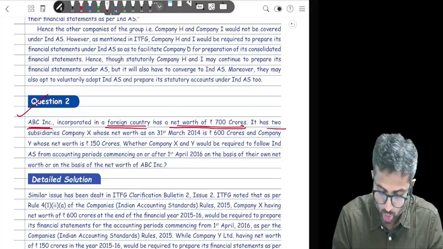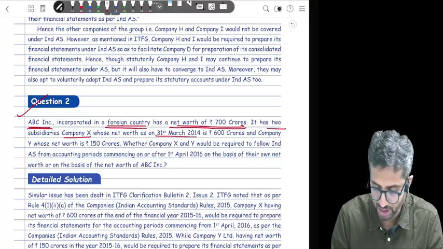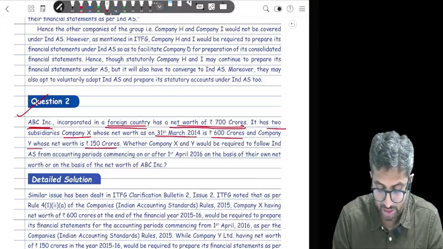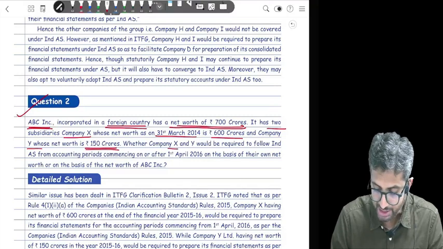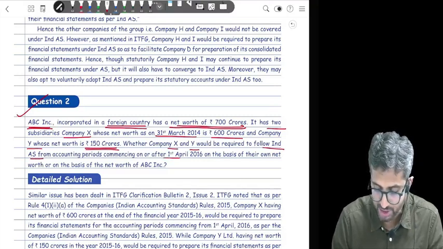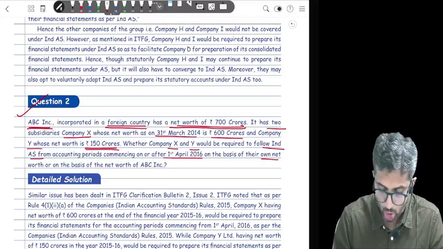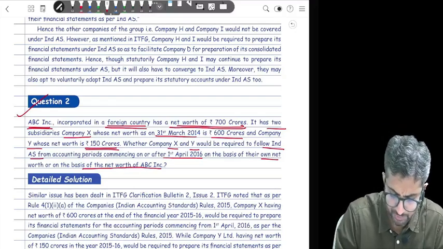It has two subsidiaries: company X, whose net worth on 31st March 14 is 600 crores, and company Y, whose net worth is 150 crores. Whether X and Y would be required to follow Ind AS from accounting periods commencing 1st April 16 on the basis of their own net worth or on the basis of the net worth of ABC. So over here, if you go to see what is happening, just a second.